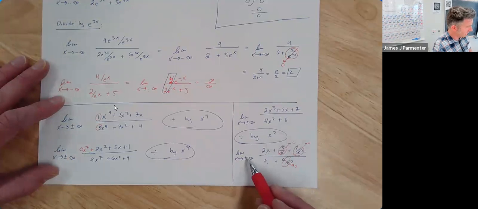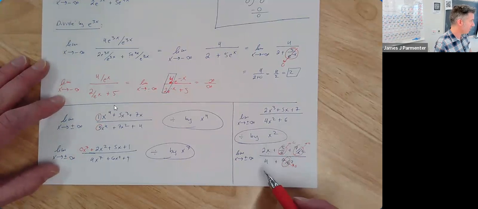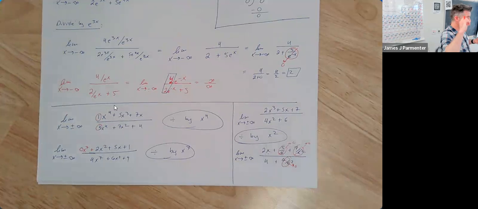So if x is going to infinity, I get infinity. If x is going to minus infinity, I get minus infinity. But that can change based on the signs of your coefficients and what you've got in the bottom. So you really have to kind of check every time.